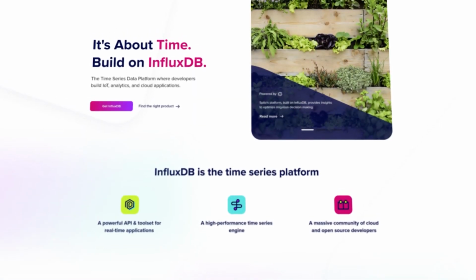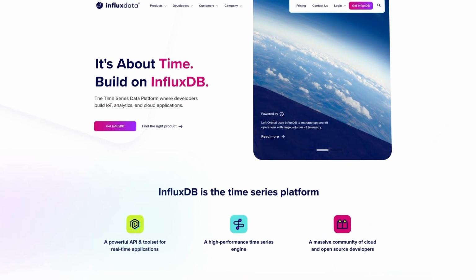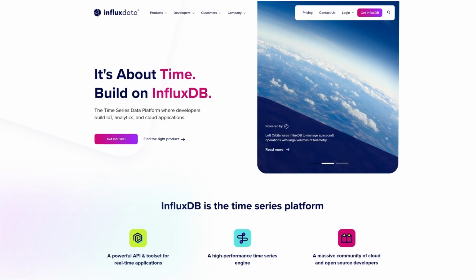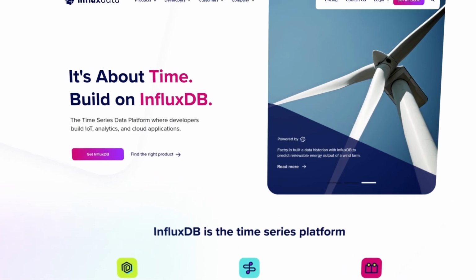I'm really glad that we went with InfluxDB Cloud for our hosting because it has saved us a ton of time. It's helped us move faster. It saved us money, and also InfluxDB has good support.